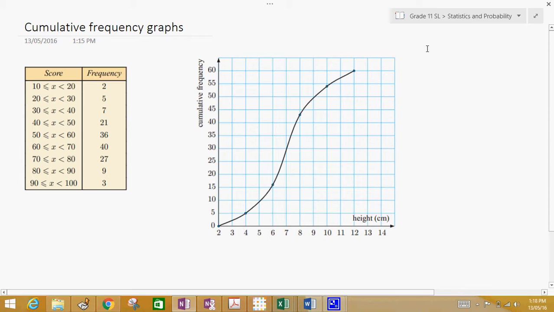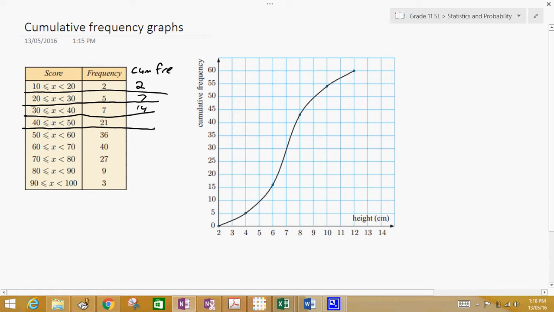So the first one on the left shows you some data. The score, let's say on a test, from 10 to 20%, there were 2 people that got it. From 20 to 30%, 5 people got it, etc. If you wanted to draw a cumulative frequency graph, the first number is 2, so cumulative frequency. And then the next one, that's between 10 and 20, there were 2 people. The next one is 5 between 20 and 30, so in total we have 7 people that are less than 30. And then we have 14 people which are less than 40.